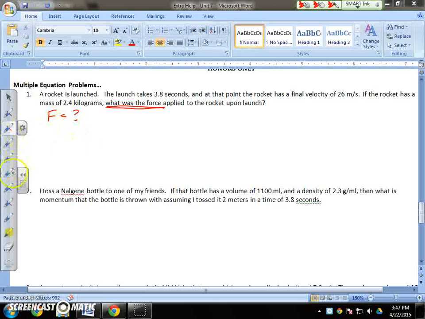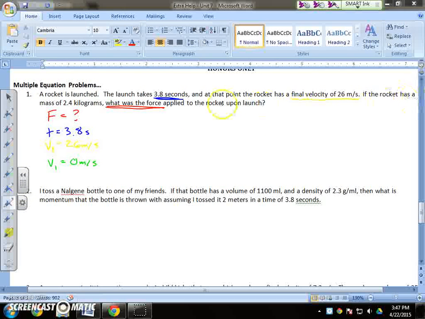Now let's go through and figure out what we actually have. The launch takes 3.8 seconds. So time equals 3.8 seconds. At that point, that rocket has a final velocity of 26 meters per second. So VF equals 26 meters per second. Being that we're talking about a rocket, there is some implied thing here that the VI is going to be 0 meters per second because if it's launched, it's going to be starting from rest.